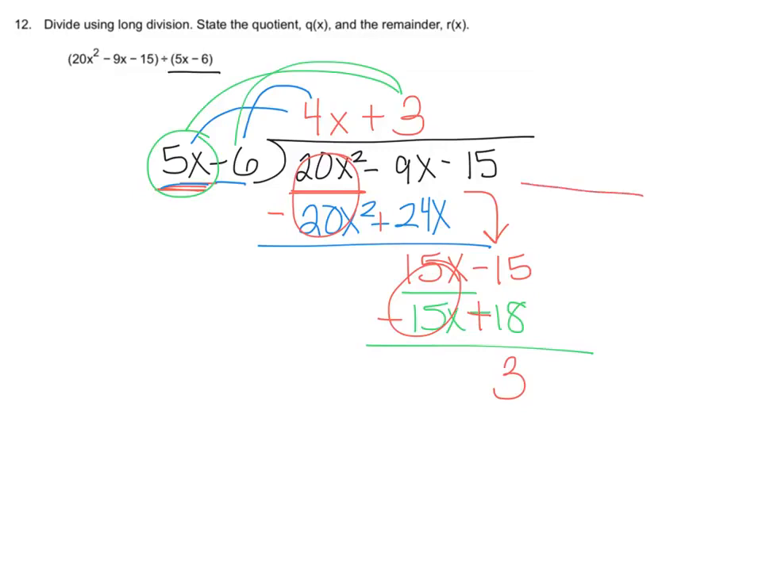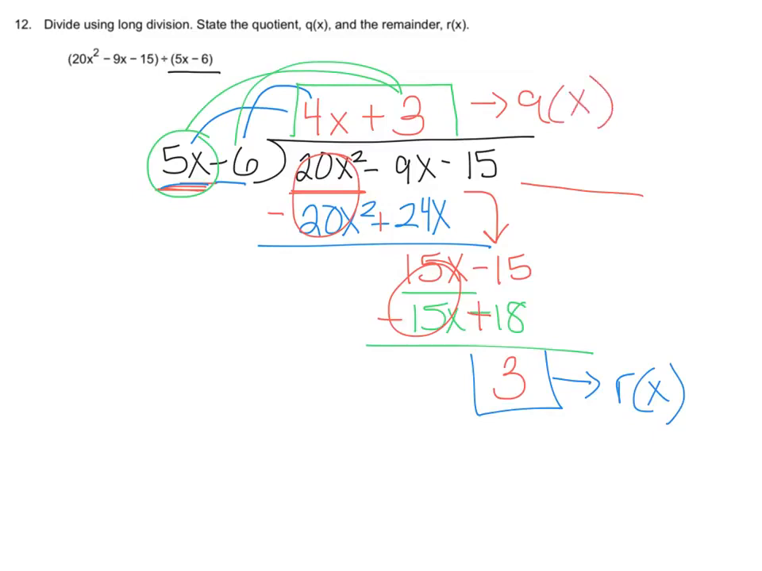I don't have any other values to bring down, so that means that the 3 is my remainder, or r of x, and then the expression on top of the division bar is my quotient, or q of x.